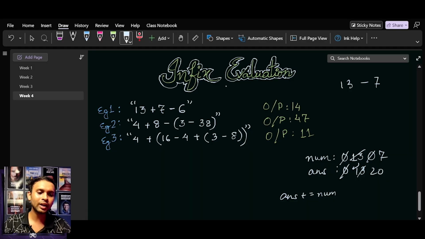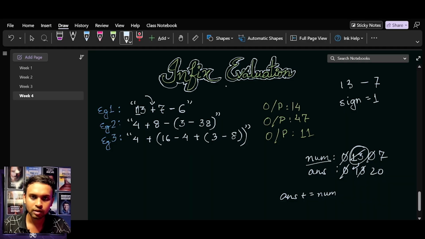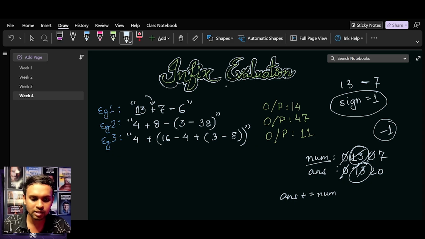What I am saying is, you can take one variable sign over here and initialize that to 1, because initially this 13 value over here is a positive value. So initially it was 1, right? Now after that, whenever I found a plus sign, I knew that in my num variable 13 was stored, right? And I stored that in my answer variable. Then what I did was, I could have just changed the sign to -1 if it was a minus, but as it was a plus, I would have reassigned this to 1 only.